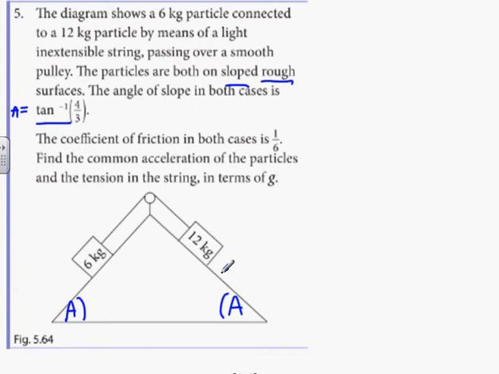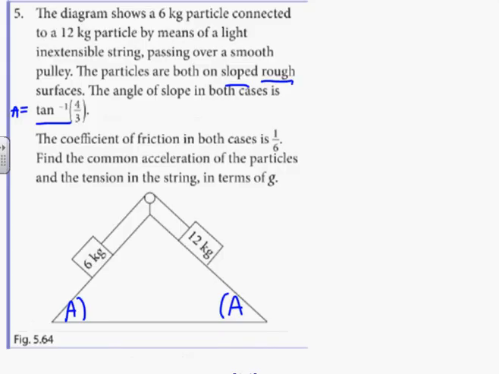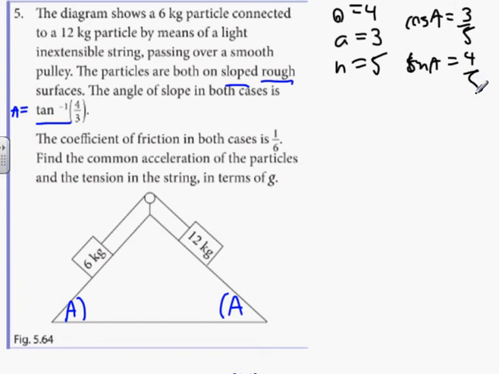Now in the last question we only had one force going against the motion. Friction is now going to be an additional force going against the motion. Next thing is we're going to work out what cos A and sin A are. So opposite is 4, adjacent is 3, hypotenuse is 5. That means that cos A is 3/5, and sin A is 4/5. Everybody happy enough with that? 3/5 and 4/5 respectively.